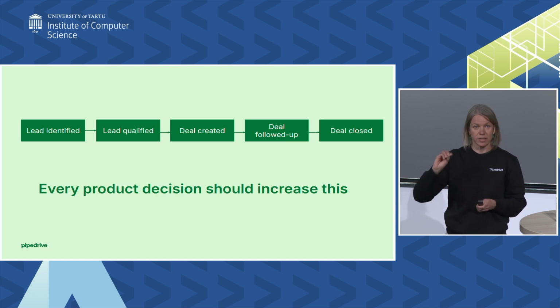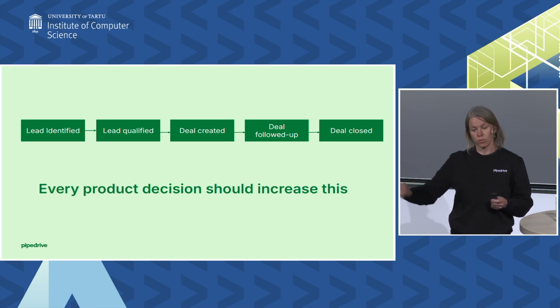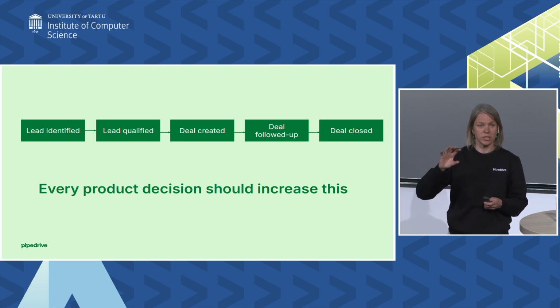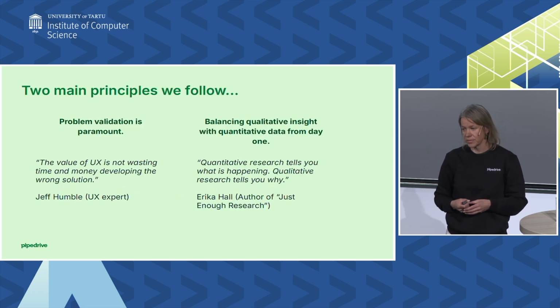And in Pipedrive, every decision we make in the product has to improve this process for the salespeople. Whatever angle we tackle it from, that's why we have teams formed around the different phases of that, but we ideally want to improve the efficiency of this process. But there are two key things we really follow. One is that problem validation is paramount. This is where everything starts.